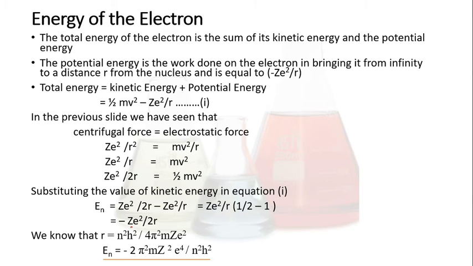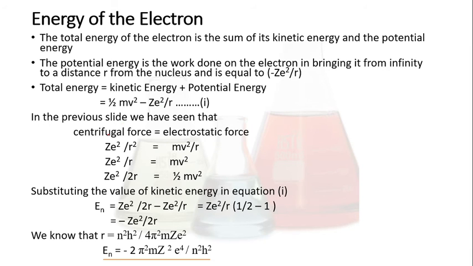The next is energy of electron. The total energy of electron is the sum of its kinetic energy and the potential energy. The potential energy is the work done on the electron in bringing it from infinity to a distance r from the nucleus, and which is equal to minus z square upon r. So total energy is equal to kinetic energy plus potential energy. So kinetic energy is equal to half mv square. This potential energy is equal to minus z square upon r.